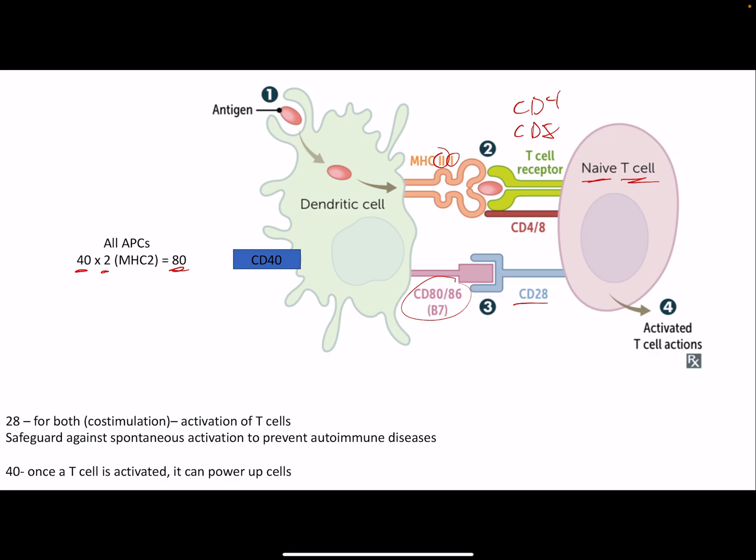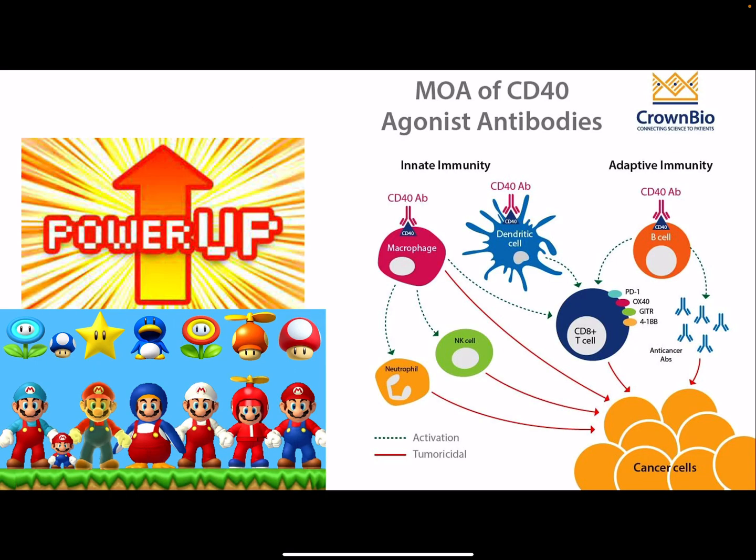Again, 28 is the activation. And 40 is once you have a CD4 that's been activated, it can power up other cells. So power up, let's talk about this. There are new cancer therapy drugs out there, which are really just agonists of CD40. Well, how would that help or work? Again, if CD40 is activating, it's powering up the immune system.